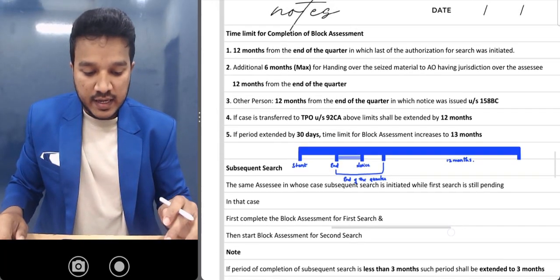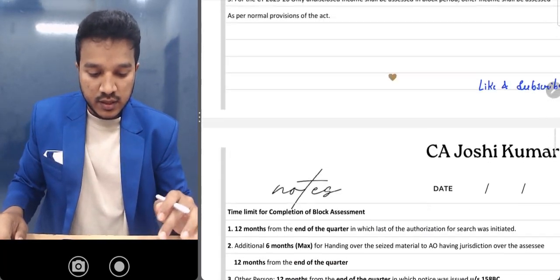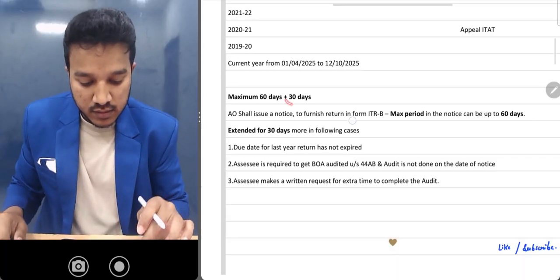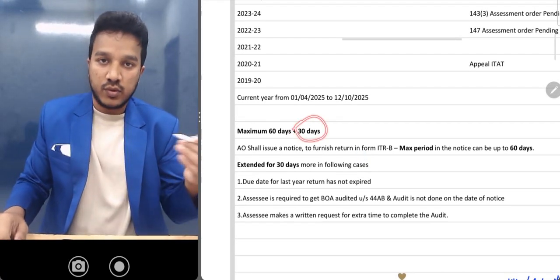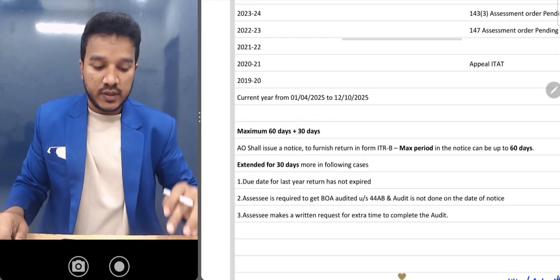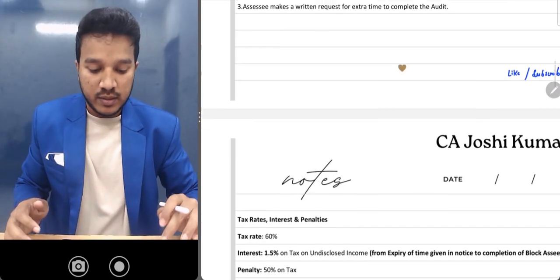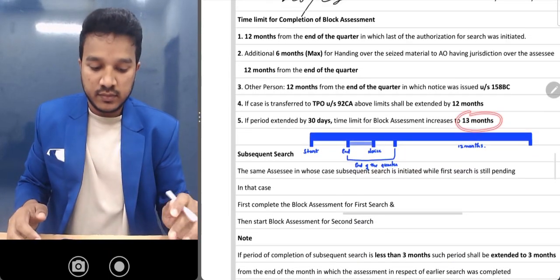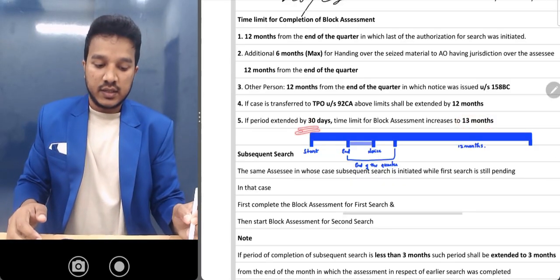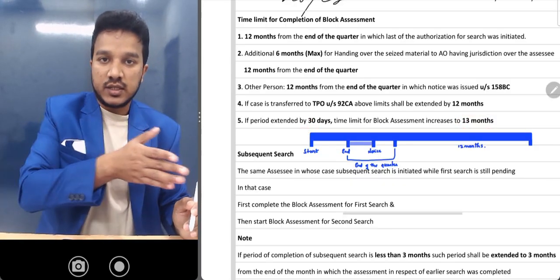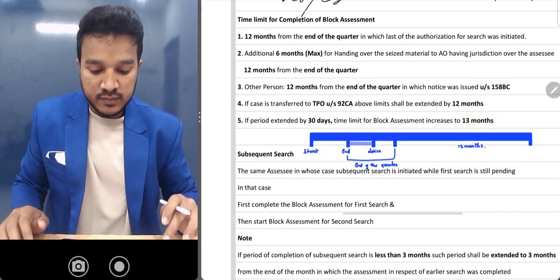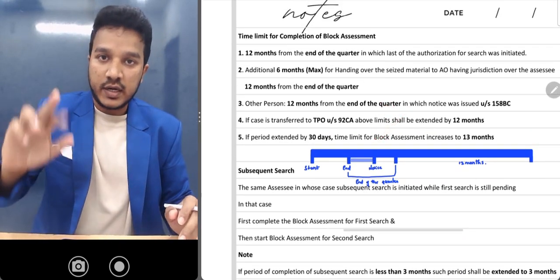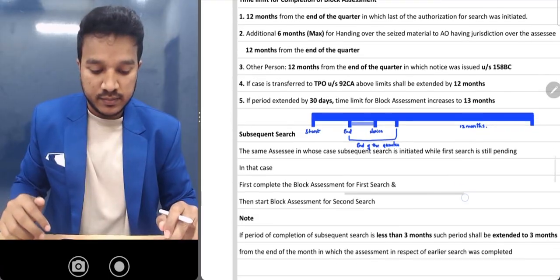Clear? यहाँ पे if you see this point 30 days, if you remember here additional 30 days were also given, right, for issue of notice, ठीक है. Additional 30 days were given. तो अगर ये 30 days दिए ना तो 12 months की जगह 13 months हो जाएगा. So you will get another extra 1 month. If that period is extended by 30 days, time limit of block assessment will be increased by another 1 month. Clear? So this is another part that is done. Okay, important है, time limit आने के chances बहुत हैं.